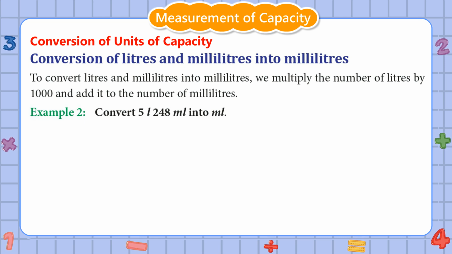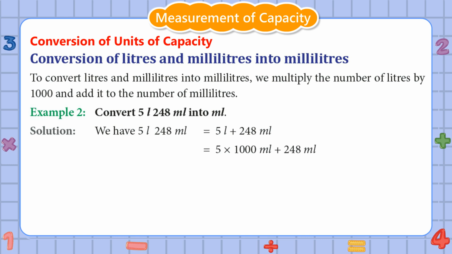Convert 5 liters 248 milliliters into milliliters. Solution. We have 5 liters 248 milliliters is equal to 5 liters plus 248 milliliters. It is equal to 5 multiply 1000 milliliters plus 248 milliliters. It is equal to 5000 milliliters plus 248 milliliters. It is equal to 5248 milliliters.